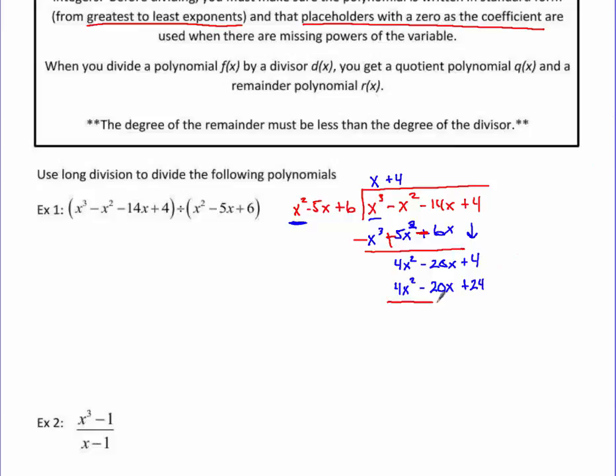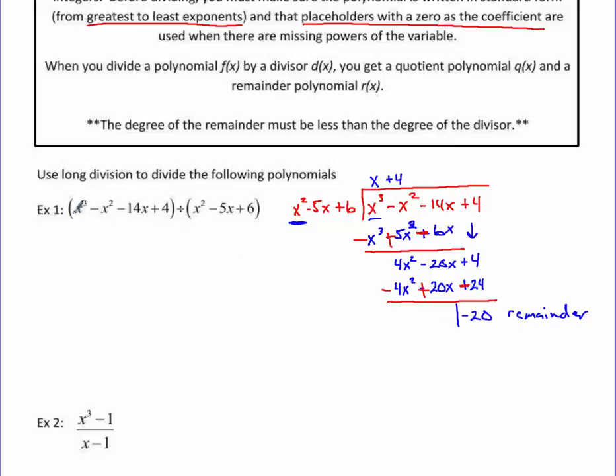Now, just like division, I want to subtract these. So I'm going to subtract this whole row. So minus, change the sign, change the sign. So now I have 4x squared minus 4x squared goes away, which is what we want to happen every step. If you're getting something in this space, you're doing it wrong. So negative 20x plus 20x, well, that's nice. Those just go away too. But now I have 4 minus 24, which gives me a negative 20. And I don't have anything left to bring down. So that's my remainder.